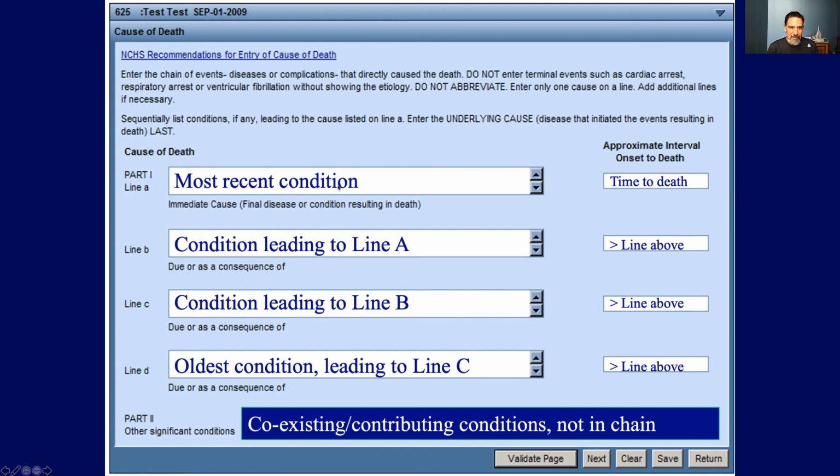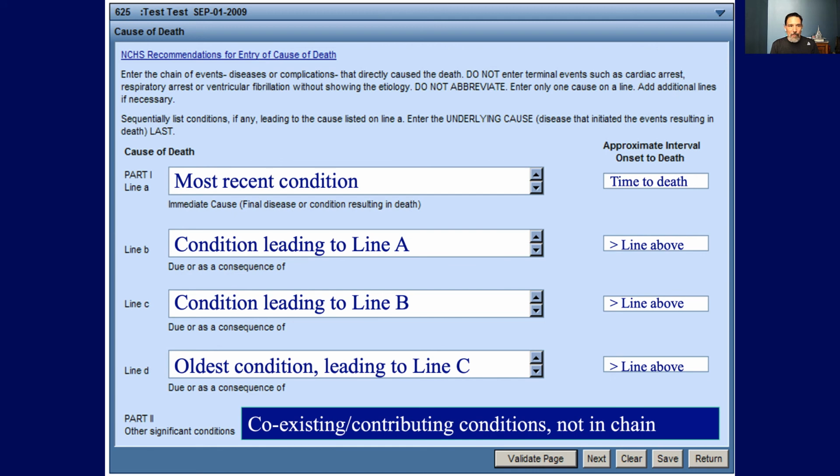What was the most recent condition, and which condition led to the above condition, and which condition led to the one before it, and then which is the oldest condition leading to the one above it. And then part 2 includes other significant conditions, so other coexisting contributing conditions, maybe not the direct cause of immediate death, but something that contributed to that. So this is the kind of information that is captured on the death certificate that is used to classify the death according to one cause or another.